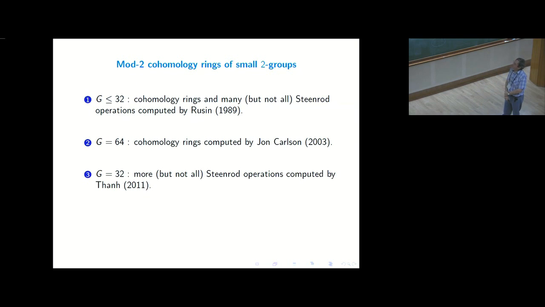A student of David Green in 2011 computed a few more Steenrod operations for the groups of order 32, but there were still a couple of groups that were out of range of the technique. And one thing, if I get around to it, that I want to say today is that just by taking the oldest textbook on Steenrod operations and encoding the definition of the topologist, it works for all the groups of order 32 and higher.